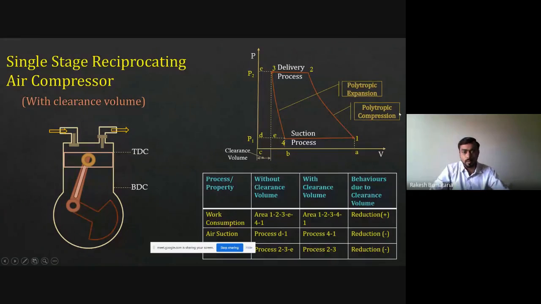Let's analyze this PV diagram, starting with work input. We are all aware from thermal terminology that in any thermal system, the closed area in a PV diagram represents work transfer, and the closed area in a TS diagram, temperature versus entropy, represents heat transfer. So we are dealing with work transfer. Without clearance volume, the area will be 1, 2, 3, E, 4, and 1, so it will consume that amount of work. When we use clearance volume, the area will be 1, 2, 3, 4, and 1. This means the area is decreased due to the use of clearance volume. The area reduction is positive and advisable, and based on that we can reduce work consumption.